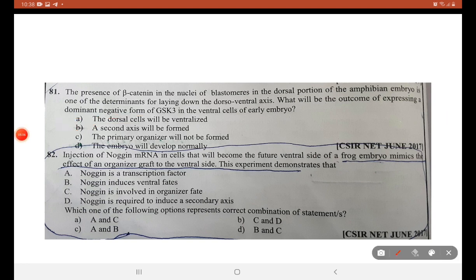Okay, noggin. We have seen about noggin. Noggin is not a transcription factor. A is not the right answer. Noggin induces ventral fate? No, noggin induces dorsal fate. B is not the right answer. Noggin is involved in organizer fate. Correct. It is required to induce a secondary axis. Correct. B is the right answer.